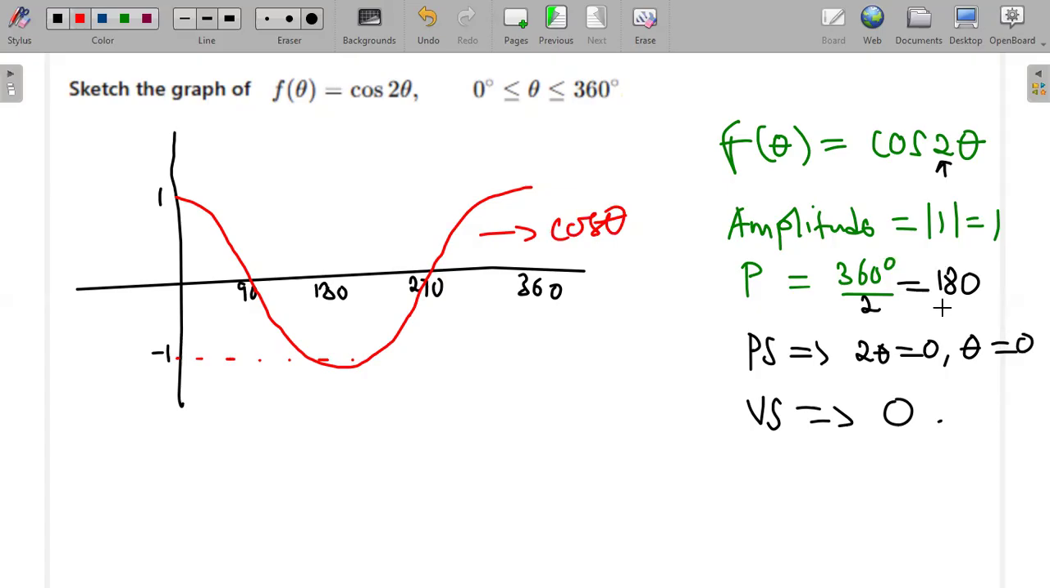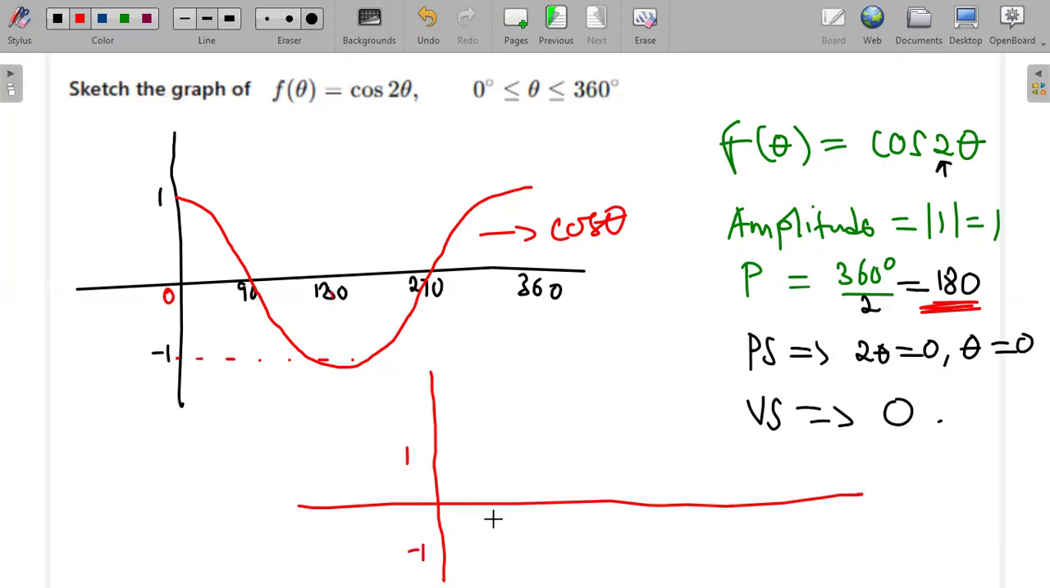But now here, the only difference is that the period is 180. So from 0 to 180, I must have a full cycle like this. And then from 180 to 360, I should also have another full cycle. So it's going to appear something like this. So this will be my minus 1, and then 1. Okay, so this is 90, and then 180, and then 270, and then 360. So the period tells us that it's 180, meaning from 0 to 180, there should be a full cycle.